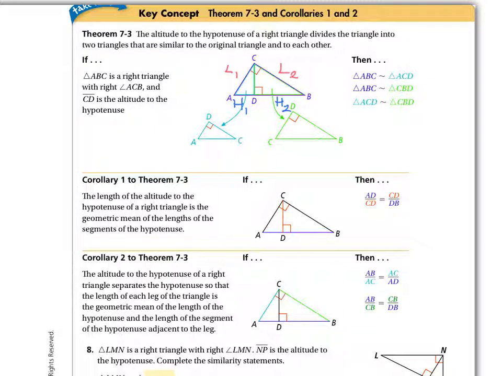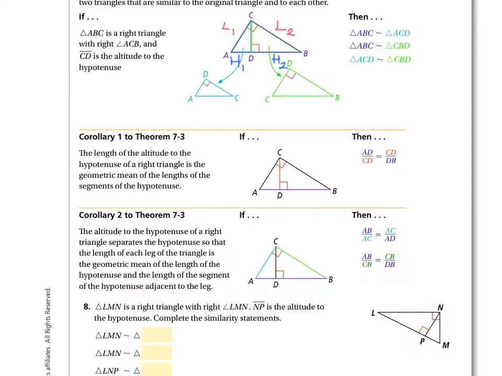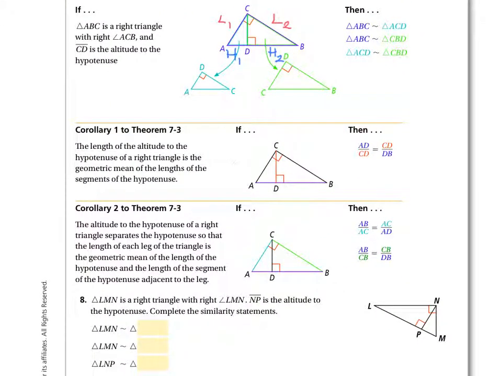And what they've done is they've given you two different corollaries to find measures within this triangle. If you look at corollary 1, they're saying that side AD, which is part of the hypotenuse, is to side CD, which is the altitude, as side CD, again the altitude, is to side DB. Isn't that the other part of the hypotenuse?